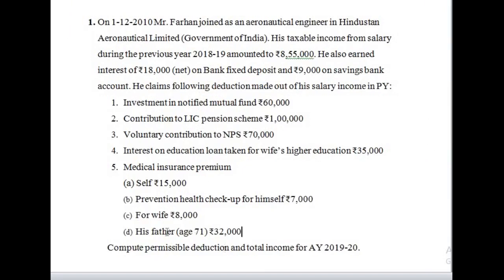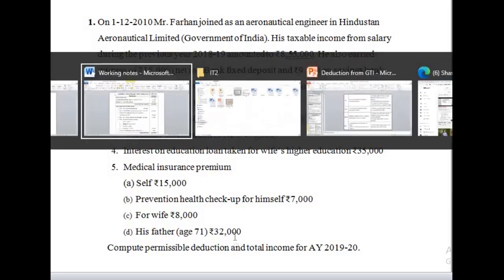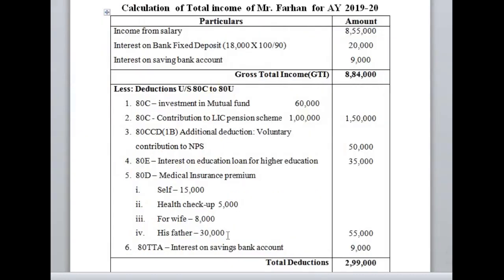If the parents are less than 60 years, the maximum of 25,000 has to be allowed. If the parents are senior citizens, that means aged above 60 years, the maximum limit will be 30,000 instead of 25,000. So here he is paying premium of health insurance on parents rupees 32,000, but he will be allowed to claim up to 30,000.